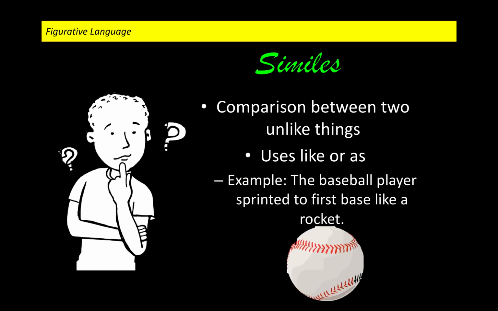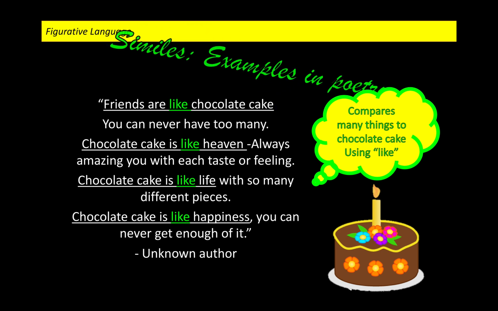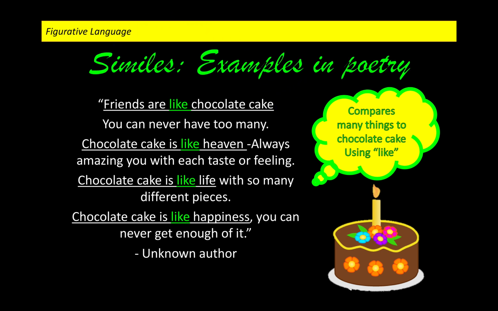All right, so we're going to move on to some simile examples. Here we go. Friends are like chocolate cake. Obviously, friends are not chocolate cake. Friends are like chocolate cake. You can never have too many. Chocolate cake is like heaven, always amazing you with each taste or feeling. Chocolate cake is like life with so many different pieces. Chocolate cake is like happiness. You can never get enough of it. Unknown author. So this is a student's writing talking about chocolate cake and friends as well.